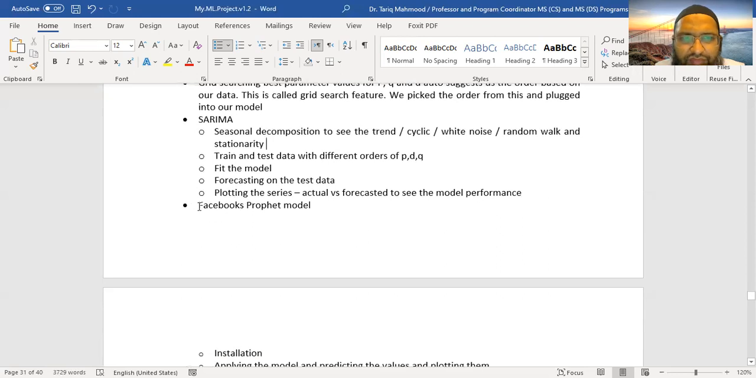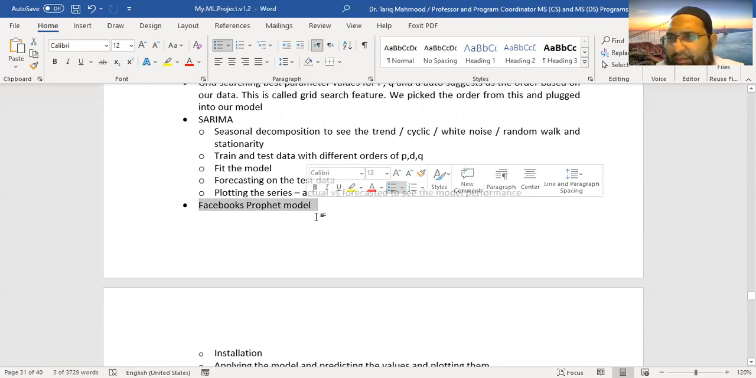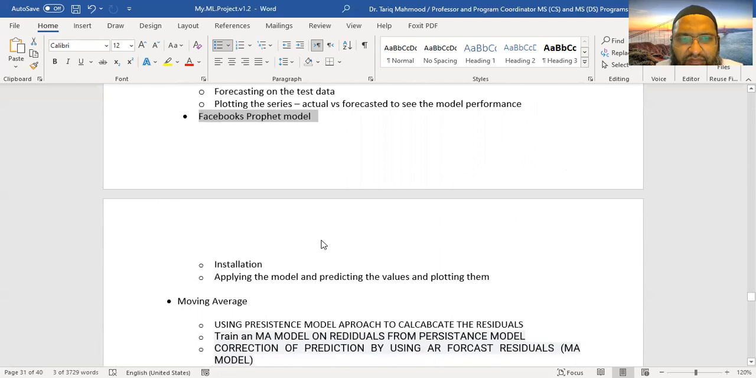And all of us know about Facebook's Prophet model, which you can apply in Python as well. So you can make a forecast using Prophet and then compare that with the forecast that you have done in Python using the traditional APIs that we have.